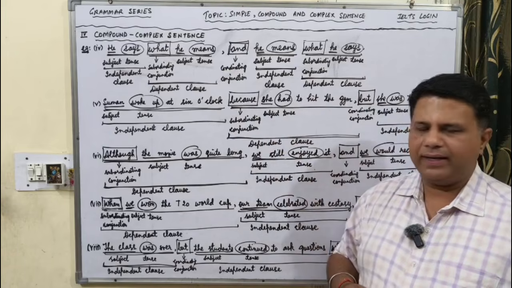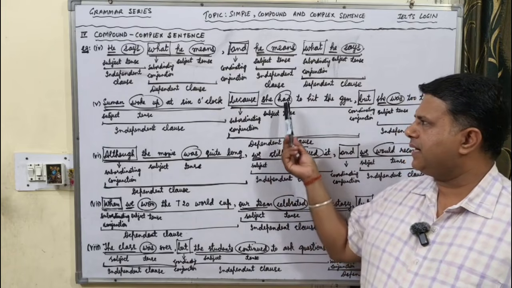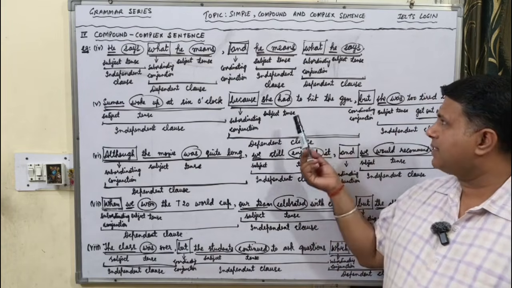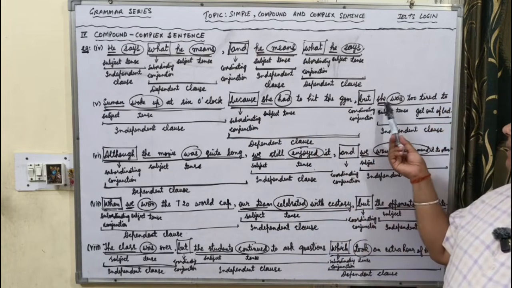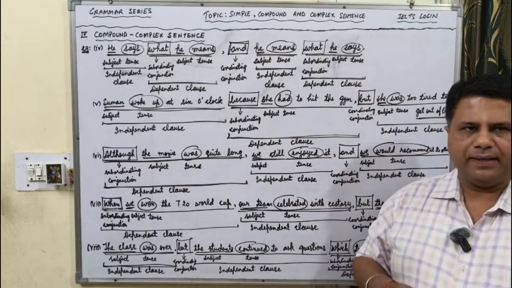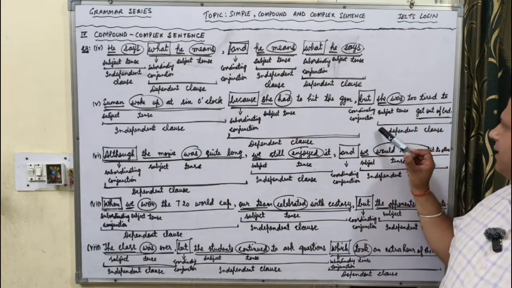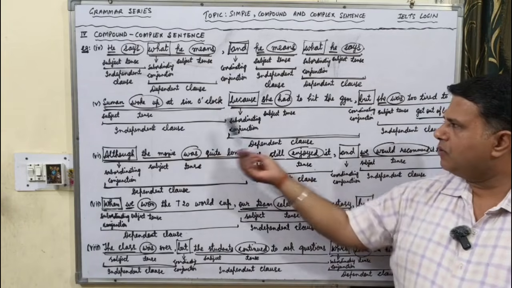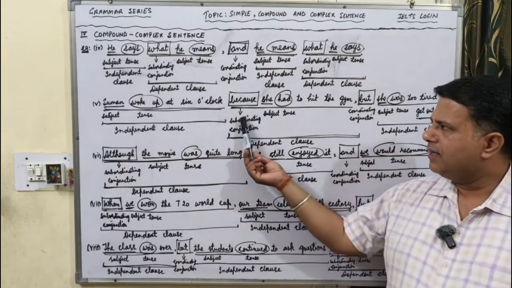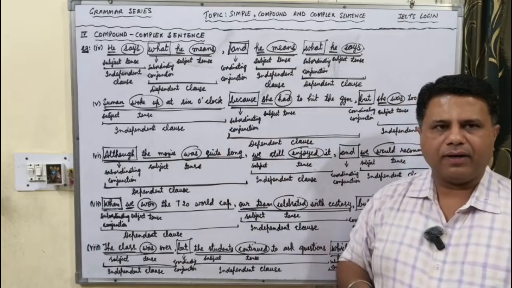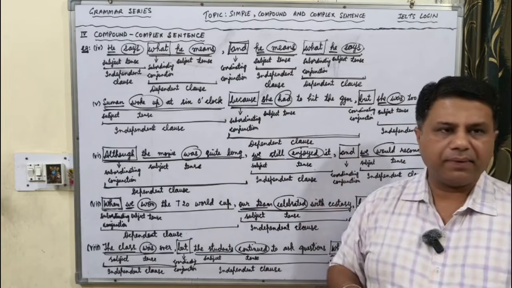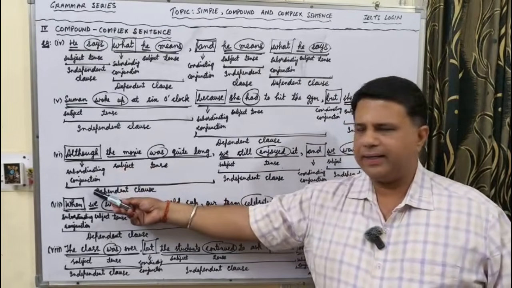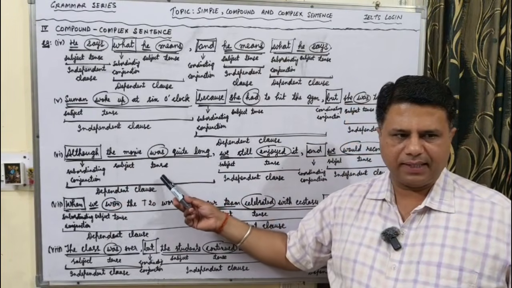So because is the subordinating conjunction. She is the subject and had is the tense element. Because she had to hit the gym, this is a dependent clause. But is the coordinating conjunction. But she was too tired to get out of the bed. She is the subject, was is the tense element. This is an independent clause. So 2 independent clauses, 1 dependent clause, 1 subordinating conjunction and 1 coordinating conjunction.